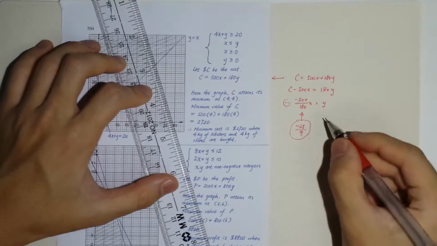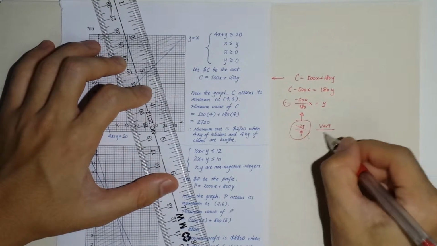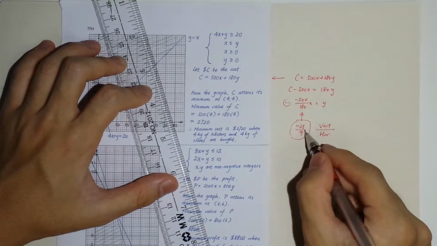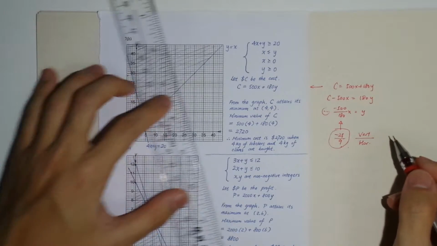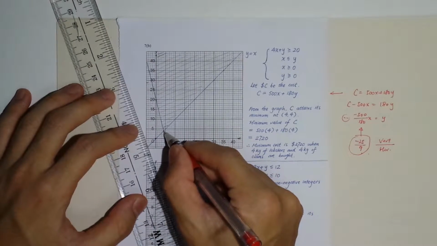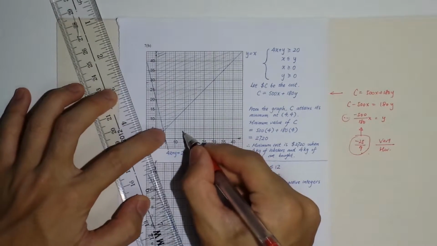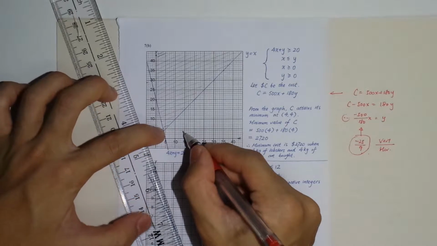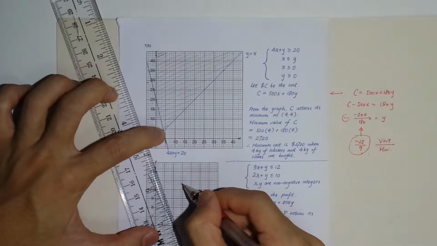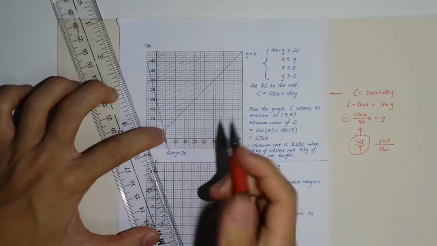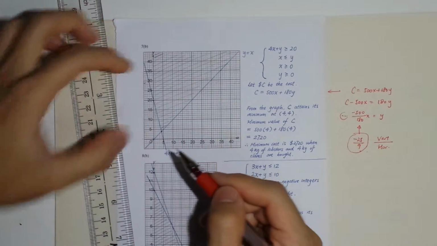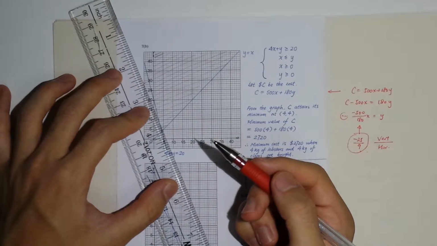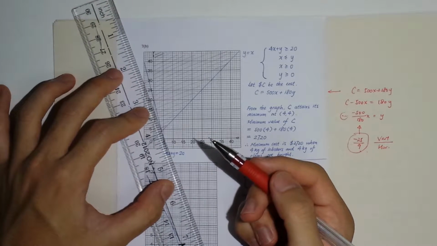So what does this mean? It means the vertical over horizontal is negative 25 over 9. For example, if I pick this point, then for every 9 units going to the right, I have 25 units going down. Or, on the other hand, 9 units going to the left, I have 25 units going up. So you can fix this slope now, and you have to draw this line.